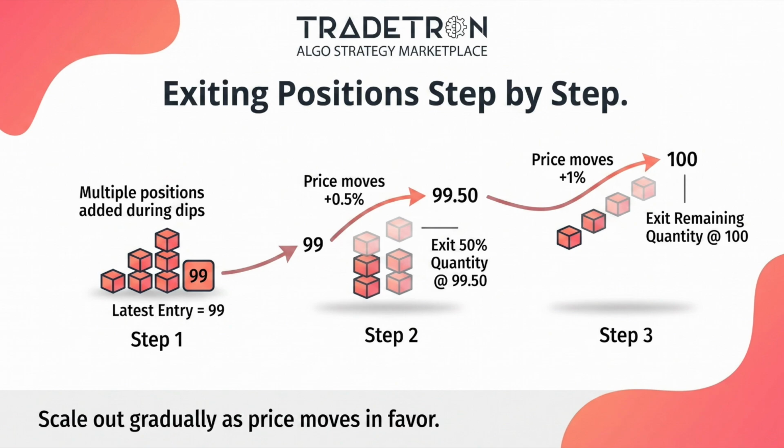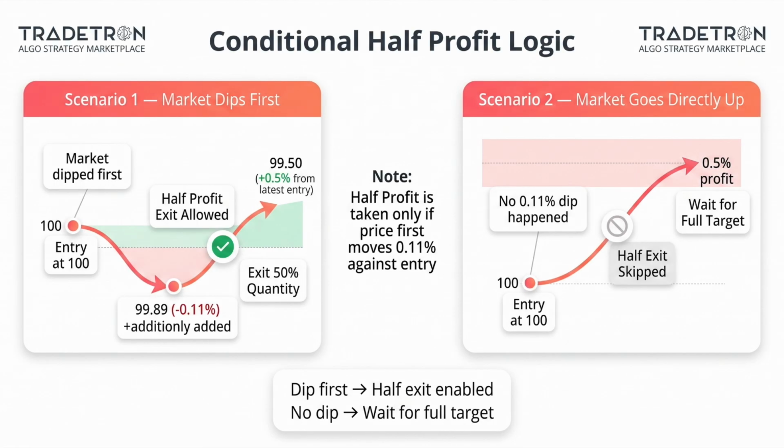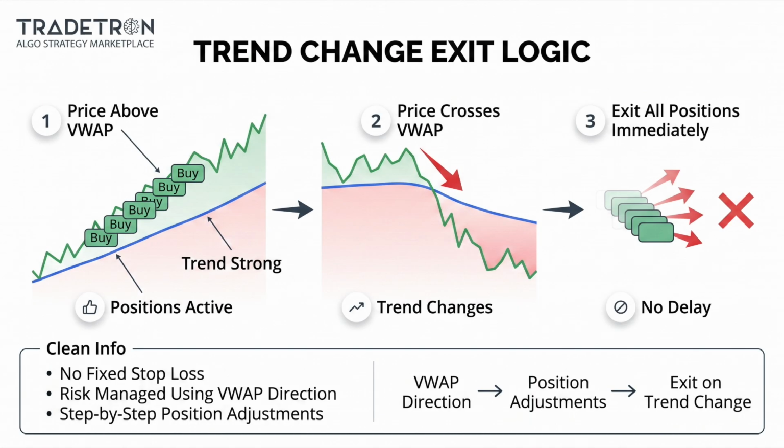There's one important condition to understand here. We will only take the half profit at 0.5% if the market has first moved at least 0.11% against us. If the market goes straight up without dipping first, we will skip the half exit and wait for the full target. Now, what if the trend changes completely?